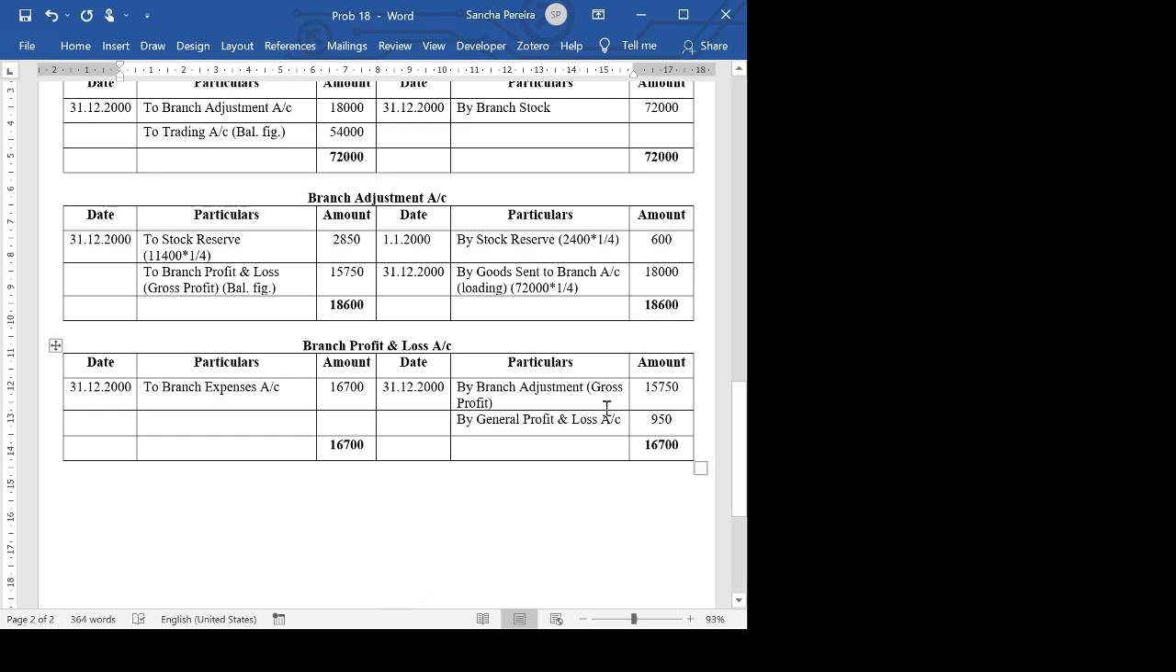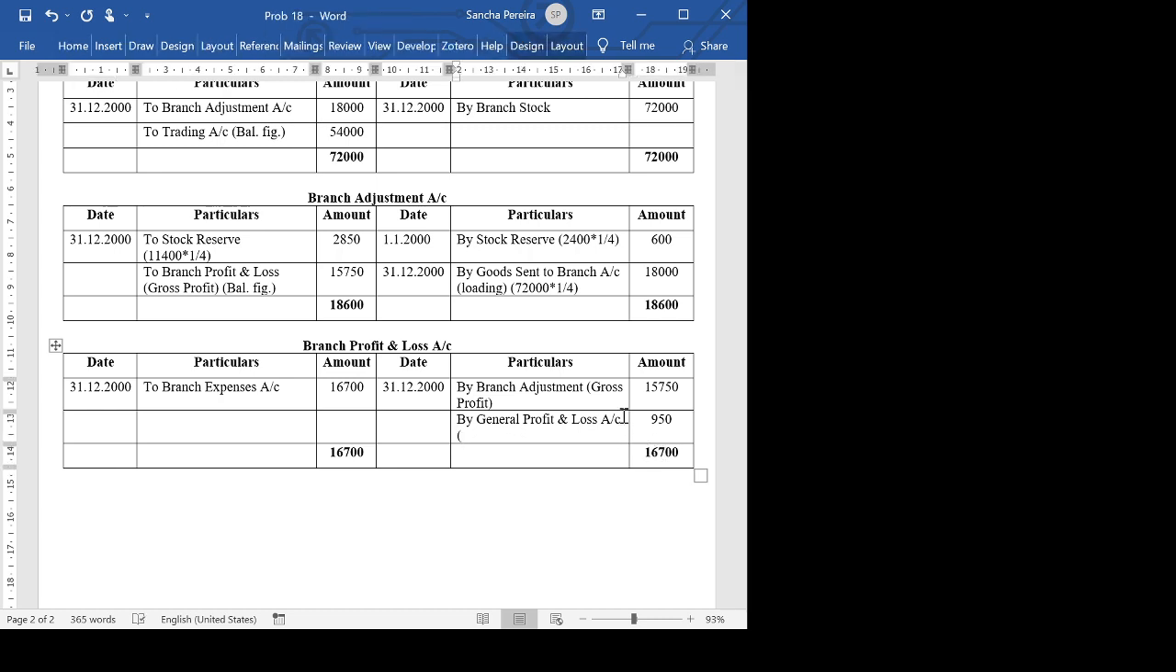Is this a profit or a loss? I think you can easily make out whether it's a profit or a loss. It's a loss. Yes. Your expenses are 16,700. Gross profit is 15,750. How can this be a profit, Nisha? This is a loss.